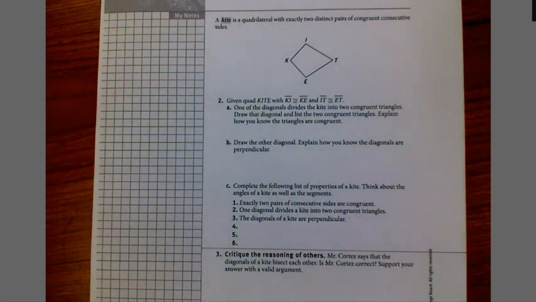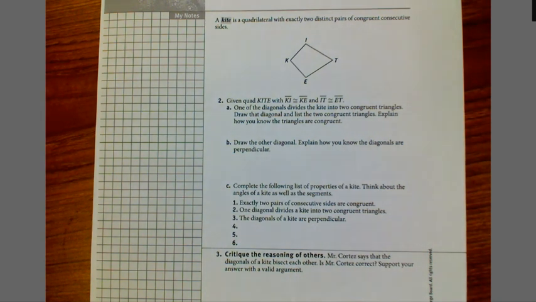B. Draw the other diagonal and explain how you know the diagonals are perpendicular. C. Complete the following list of properties of a kite. Think about angles of a kite as well as the segments. Exactly two pairs of consecutive sides are congruent. One diagonal divides a kite into two congruent triangles. The diagonals of a kite are perpendicular. And then it leaves space for 4, 5, and 6.